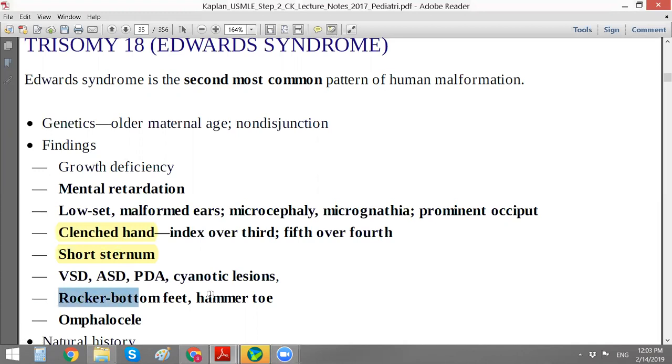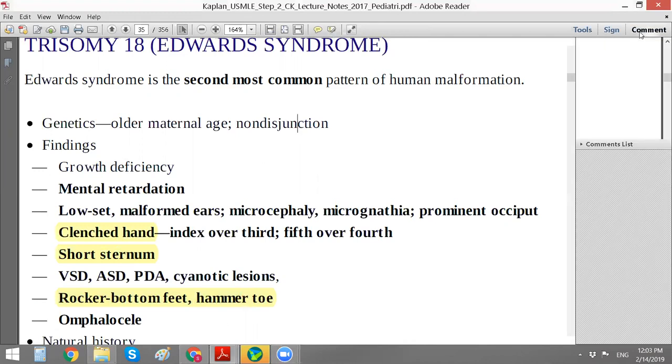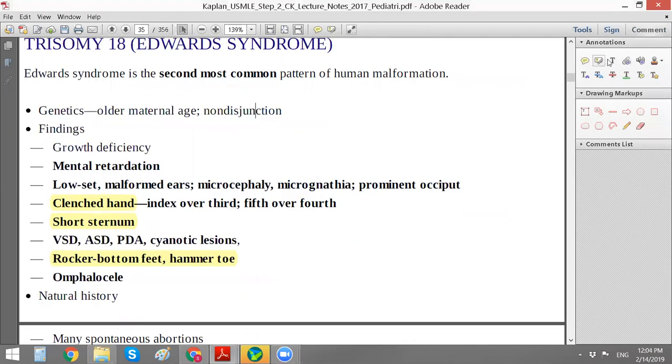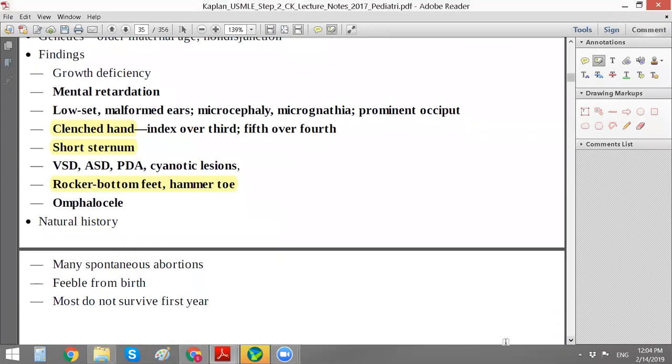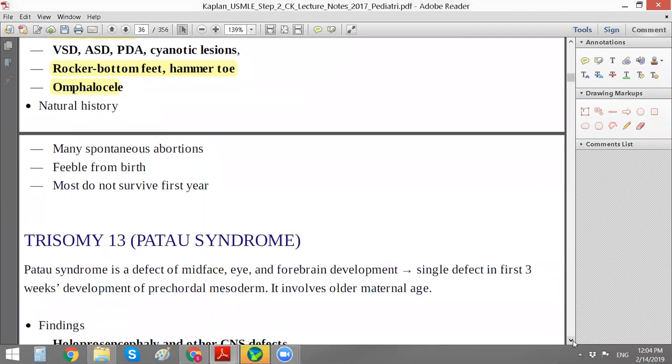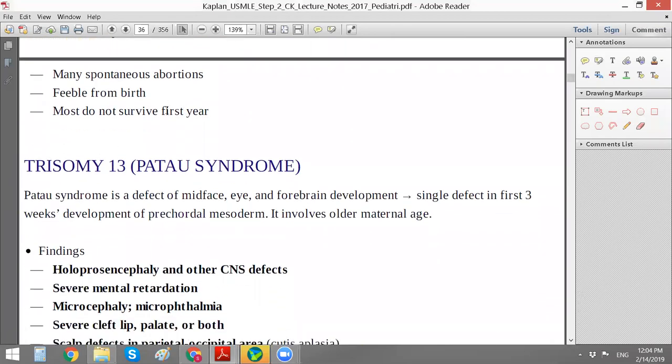and rocker bottom feet, hammer toe, and omphalocele. These are the important things in Edwards: clenched hand, short sternum, rocker bottom feet, hammer toe, omphalocele. Then naturally we see many spontaneous abortions. Feeble from birth, most do not survive the first 12 days.